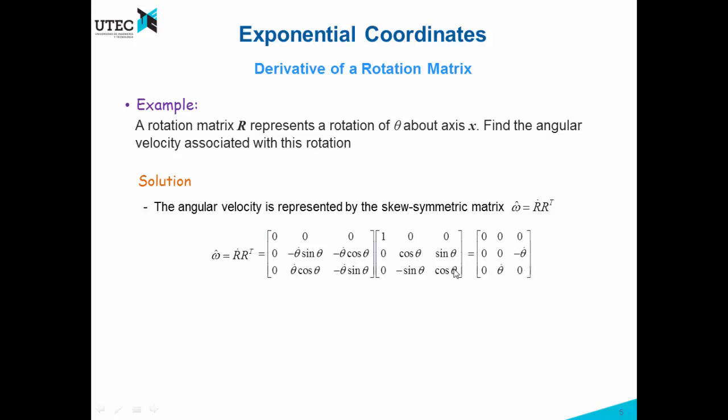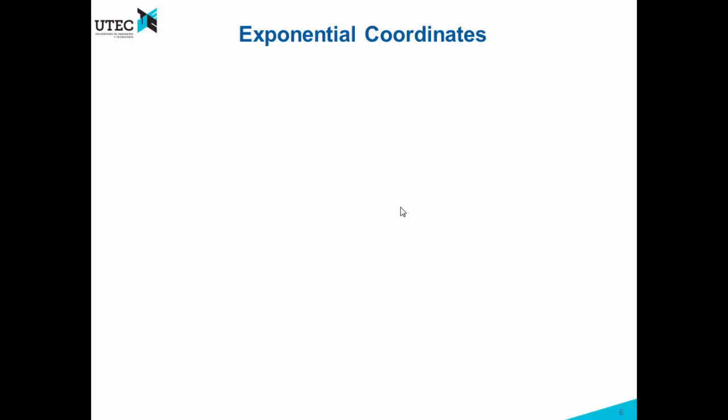Now if we convert this from omega hat to just omega, we will get at the end that the angular velocity is this one, which makes sense because we are just rotating about x. So you see that this really makes sense. We are rotating about x and the angular velocity only has an x component.